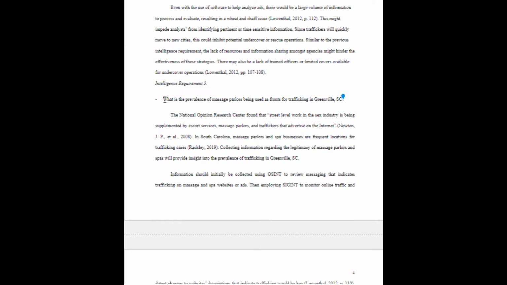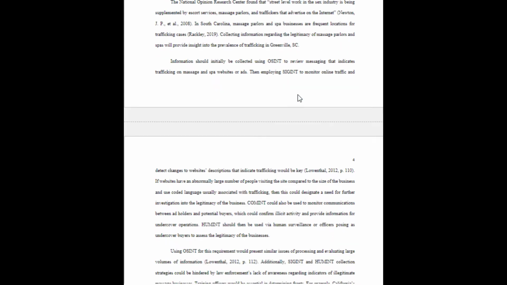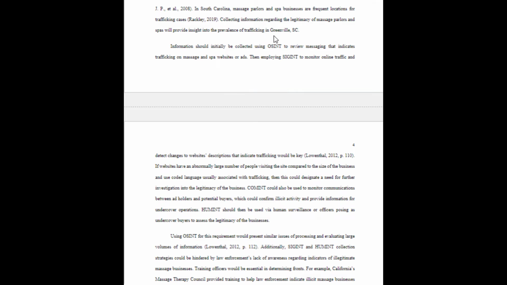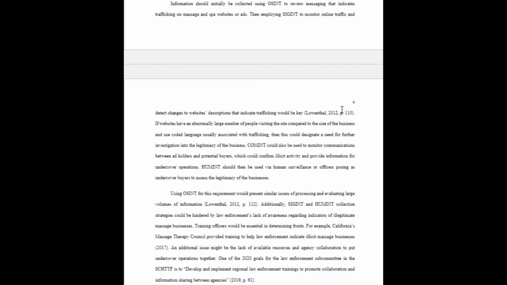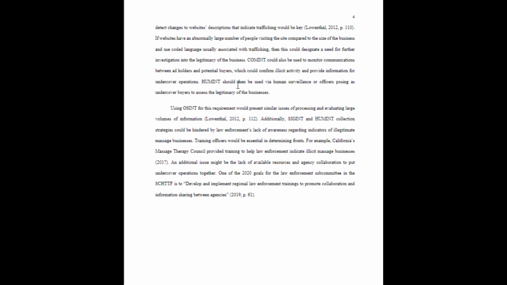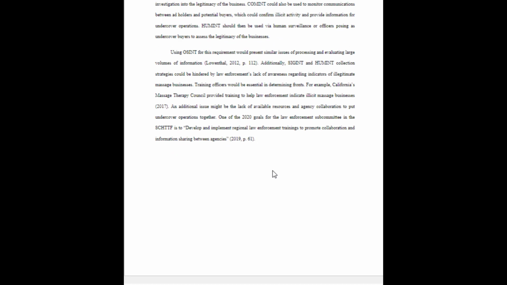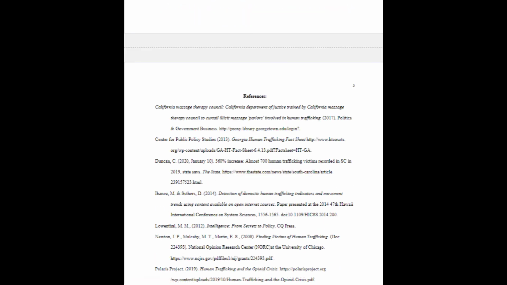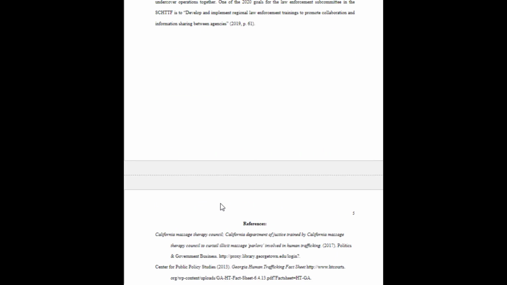Explanation, and then OSINT here. And then finally, again, do your research because massage parlors are part of a human trafficking network. So you could talk about, again, OSINT and SIGINT to identify massage parlors, OSINT and COMINT as well in this case. And you can see, again, it's very well written, very clear writing style, and a very narrow focus. And then finally put your references there.